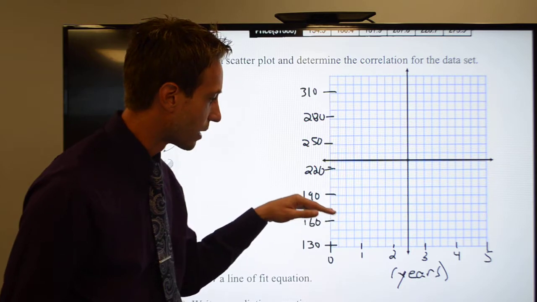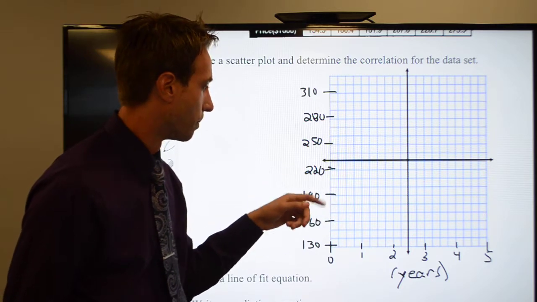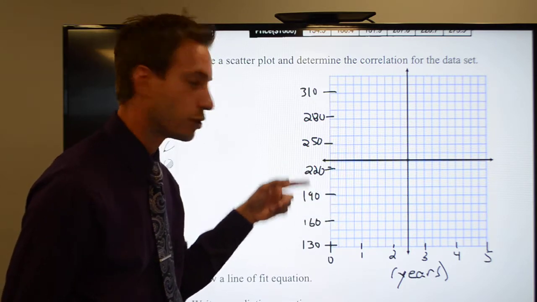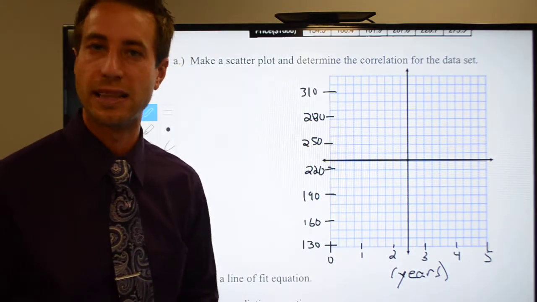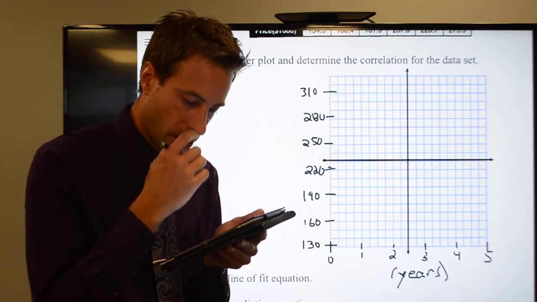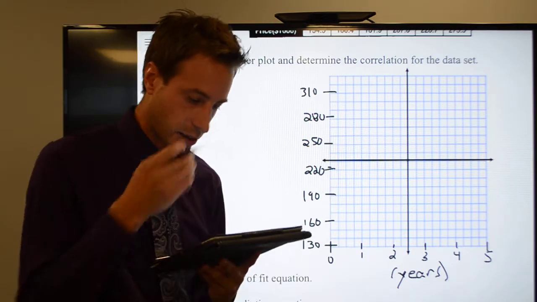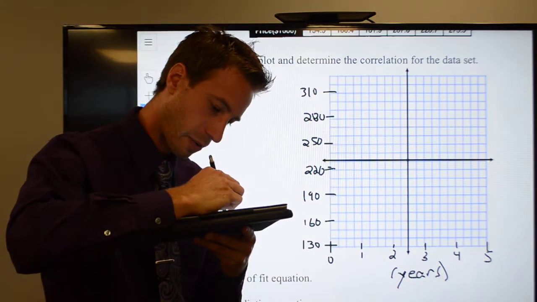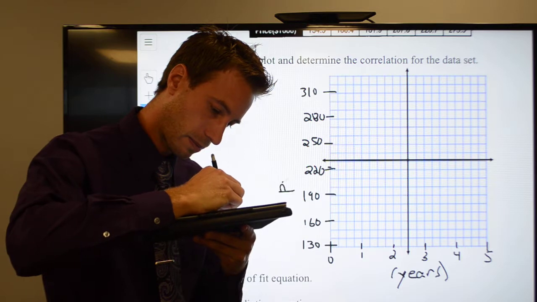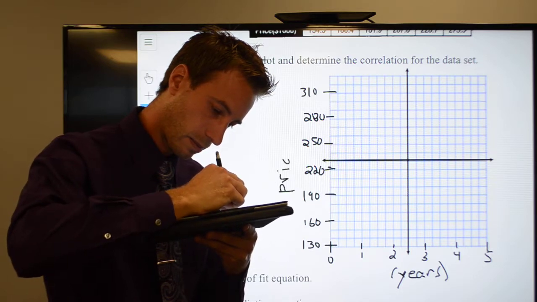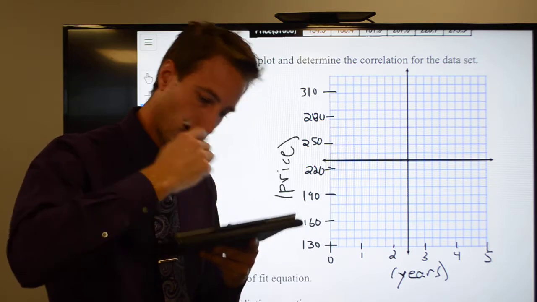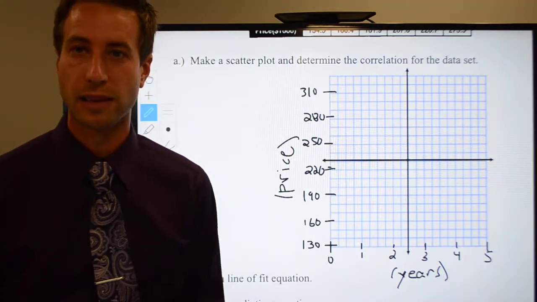So 160, 170, 180, 190, 200, 210, 220. I'm just going by 10,000s. And of course, this is going to be the price of the home in thousands of dollars. So let me put that on here for you. This is the price of those single-family privately owned homes.